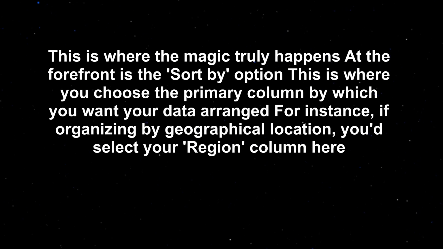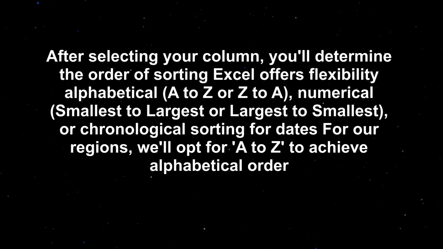At the forefront is the Sort by option. This is where you choose the primary column by which you want your data arranged. For instance, if organizing by geographical location, you'd select your region column here. After selecting your column, you'll determine the order of sorting. Excel offers flexibility: alphabetical, A to Z or Z to A; numerical, smallest to largest or largest to smallest; or chronological sorting for dates. For our regions, we'll opt for A to Z to achieve alphabetical order.